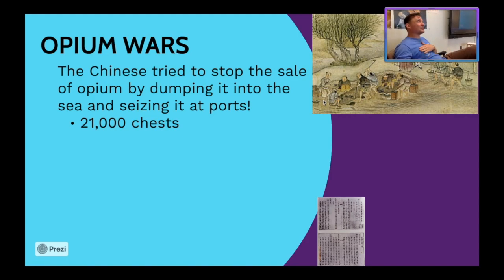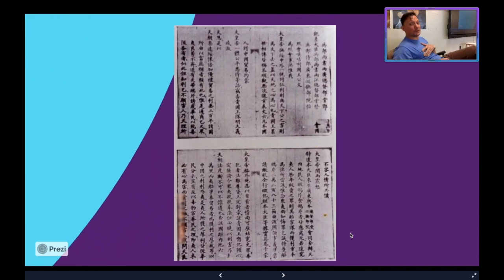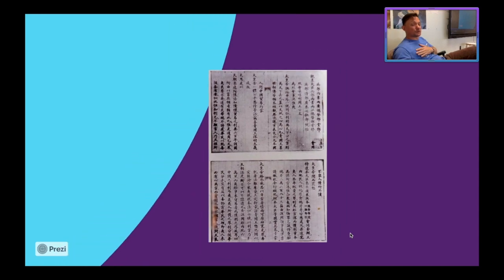So the thing is, Britain, I don't think you really get to say you want money for illegal drugs that you had no right to be trading in this area in the first place, right? This is a letter that the Qing emperor actually wrote to Queen Victoria, the monarch of England at the time, to try and get her to make the East India Company stop doing this, and apparently she never got it, which was absolutely ridiculous.